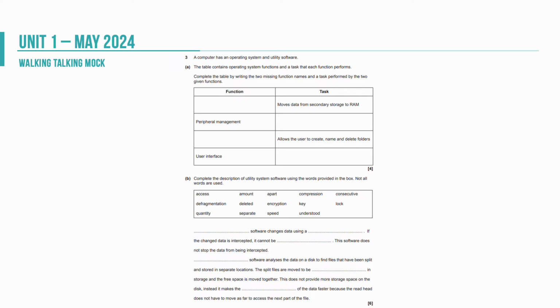So memory management is the term for the function that moves data from secondary storage to RAM. Peripheral management is all about allowing connections with other input and output devices: keyboards, mice, printers, scanners, webcams, that sort of thing. File management is the feature that allows us to create, name and delete folders. And finally, the user interface, and that's about allowing the user to interact with the computer hardware or to provide, for example, a graphical user interface for us to click on.